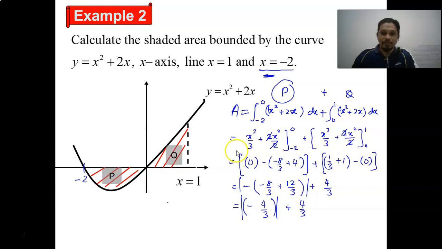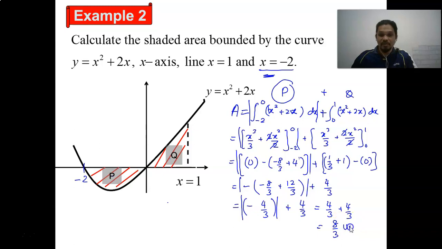Absolute values for P. There you go. And now, the absolute value of -4/3 turns into positive. So 4/3 plus 4/3 equal to 8/3 units squared, because it's an area, so it's units squared.